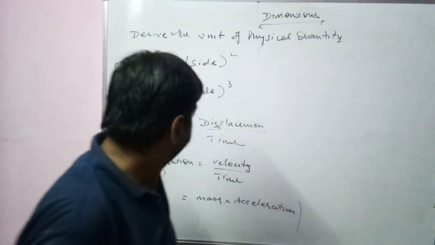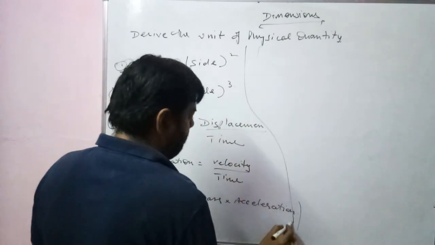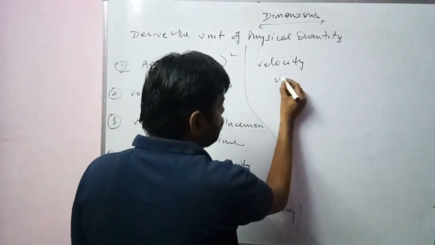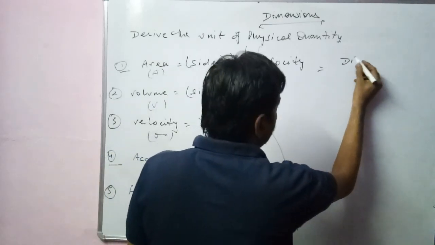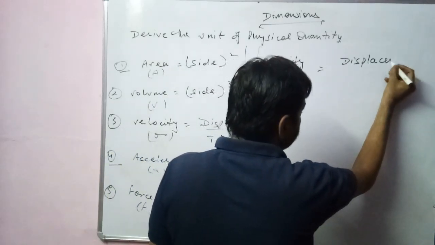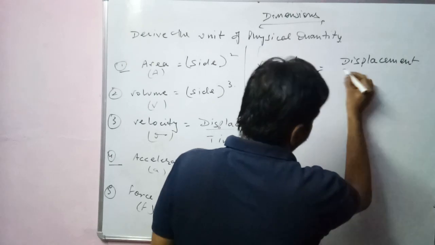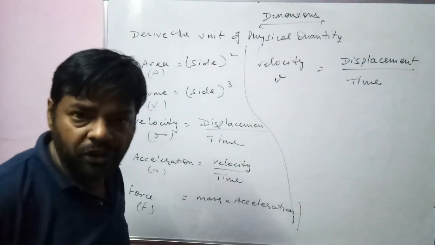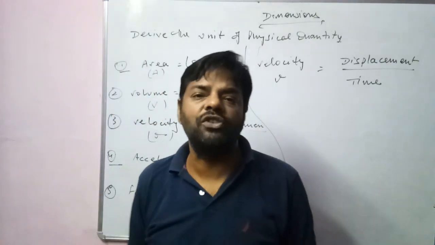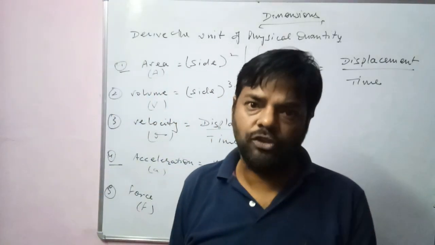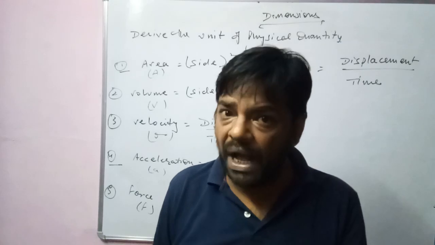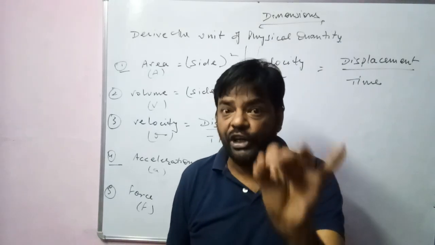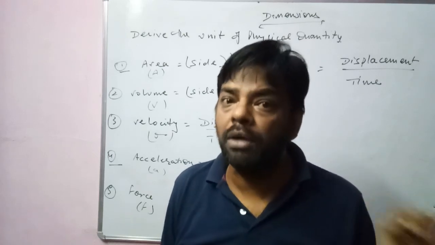Now the next one, velocity. The definition is given to you. Velocity is displacement upon time. So friends, what is displacement? In lower classes you must have studied about displacement. Displacement is just the shortest straight line path between the initial and the final position of the body.